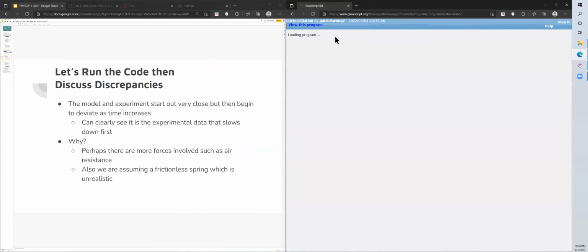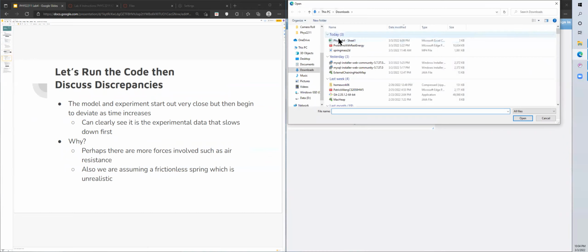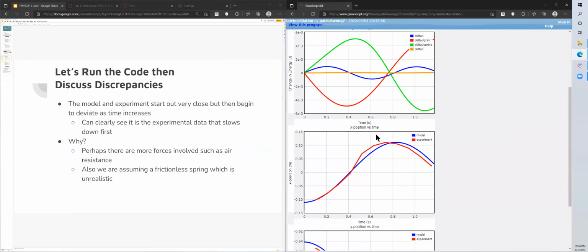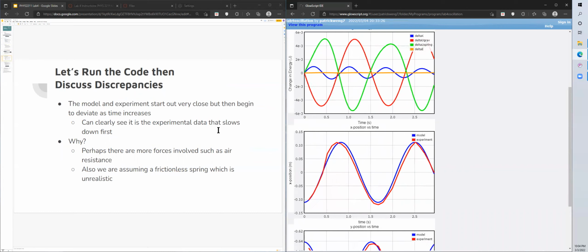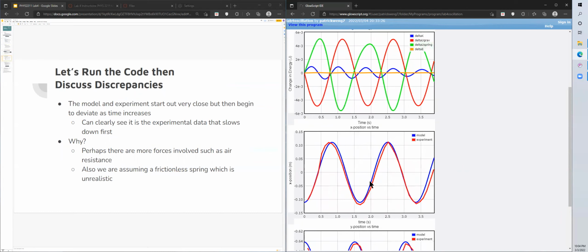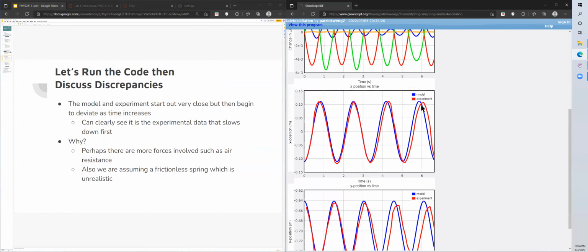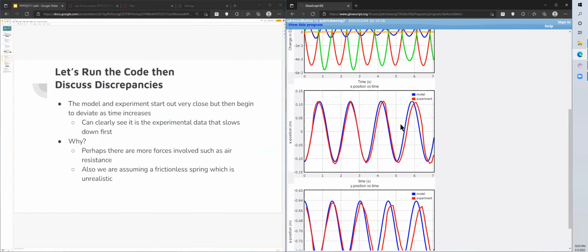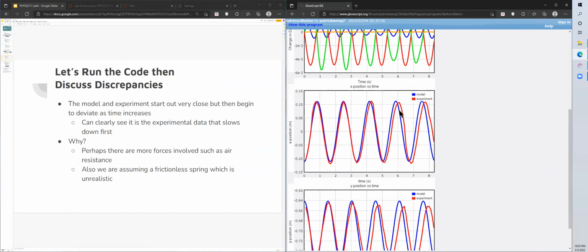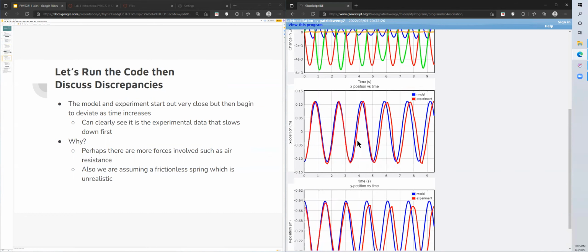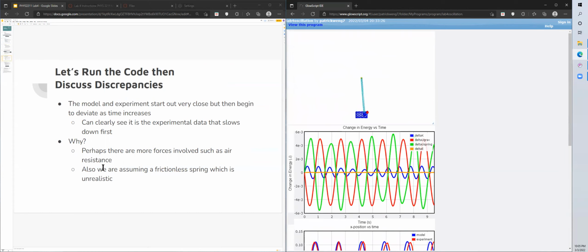So let's run the code. So we pick our CSV file and we run it. So we're just going to let it run. And then we can see that the model and the experiment start out very close together, as you can see here. But as time goes on, we can clearly see that the experimental data actually starts to slow down compared to the model. So that begs the question, why is this the case? The reason is possibly that there are more forces involved, such as air resistance. And also we are assuming a frictionless spring, which is also unrealistic, which could cause the discrepancies that we see.